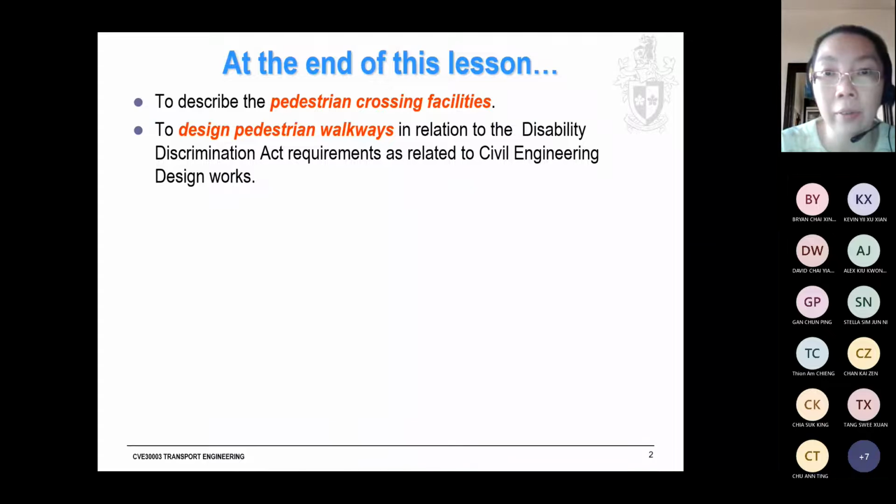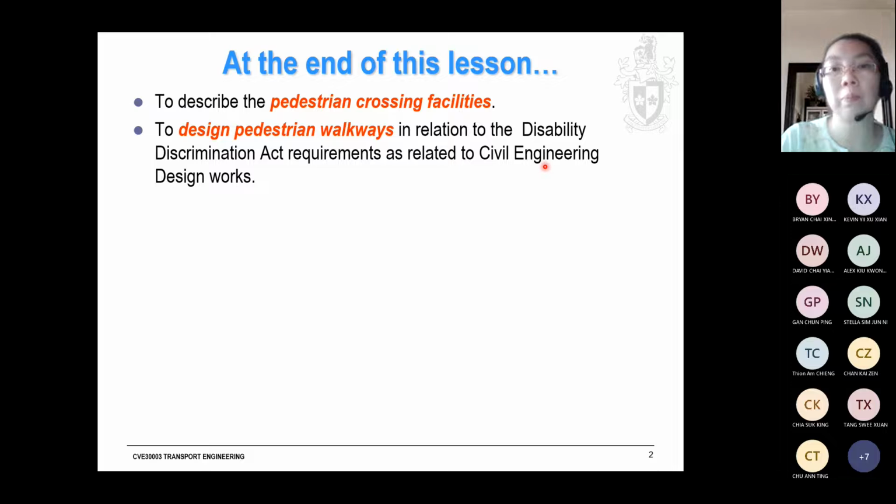So at the end of this lesson, what I hope that you will be able to get is that you can describe the pedestrian crossing facilities, and you can design pedestrian walkways in relation to this DDA requirement. Okay. So DDA requirement, Disability Discrimination Act. The requirement covers a lot of things. What we are looking at is just related to civil engineering design works.